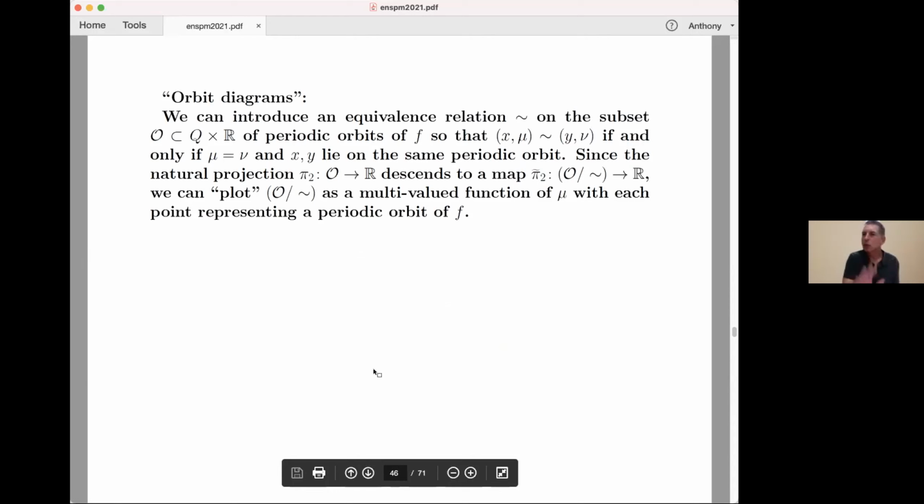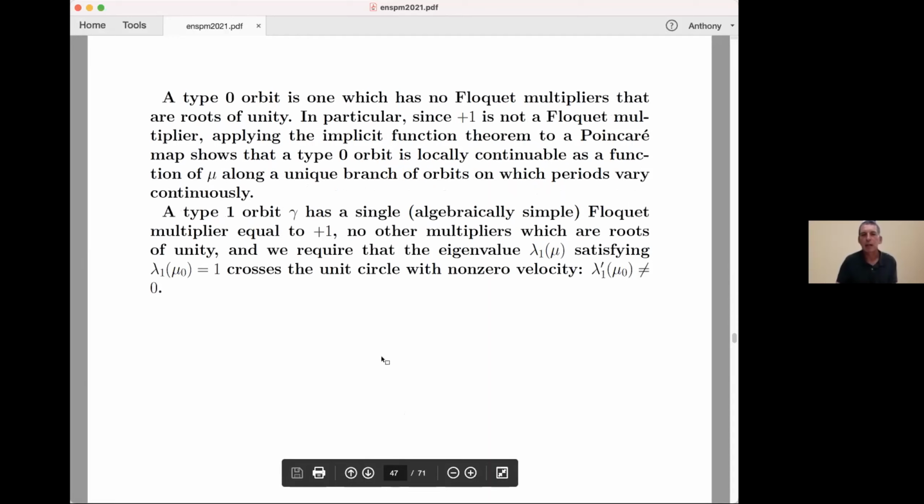Just to put it in mathematics, what I just described is that you introduce an equivalence relation on the subset of periodic orbits. Two points (x, mu) and (y, nu) are equivalent if they lie on the same periodic orbit, and then I project it down. That's exactly what that picture was. Then I want to look at that set. So there's a sort of reduction in the sense that we often talk about in mechanics.